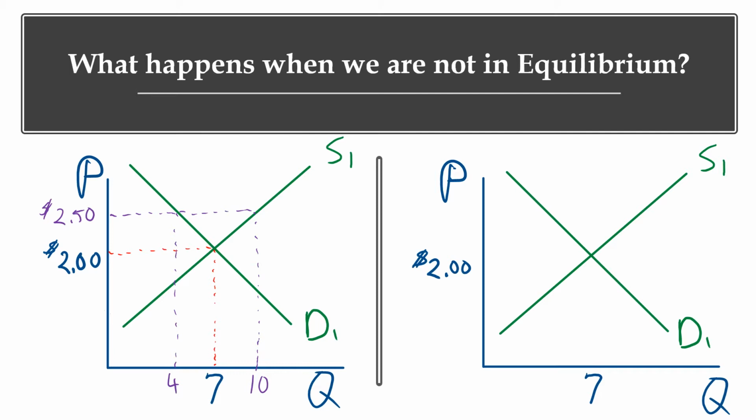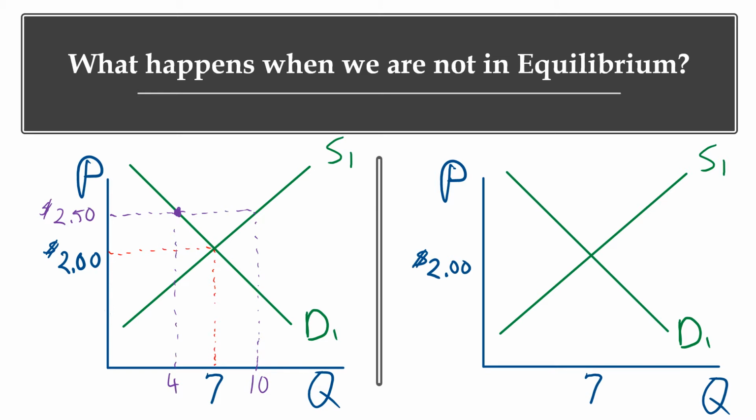We are not in equilibrium in this case, are we? The price is $2.50, not $2. So what is the quantity of ice cream cones that is going to be demanded? Well, we just look at the demand curve. And so it's right here. That's what we are going to be demanding.